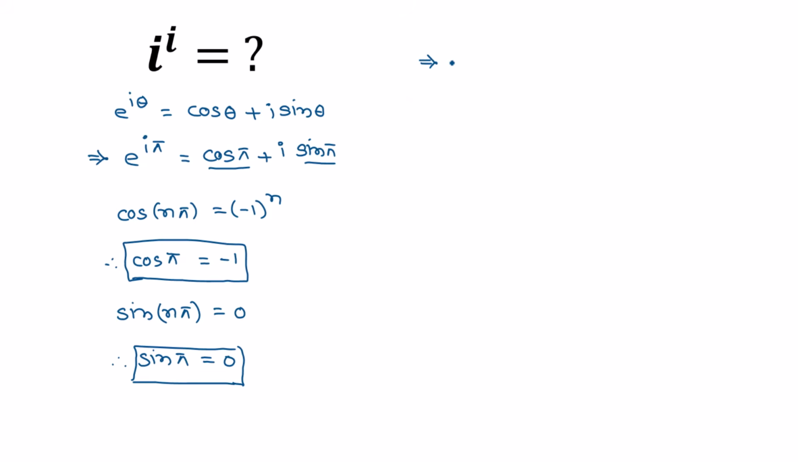On the left side, e to the power of I times pi is equal to cos of pi, which is -1, plus I times sine of pi, which is always 0. So on the left side, e to the power I times pi is equal to -1, and I times 0 is 0, so this will be cancelled out.